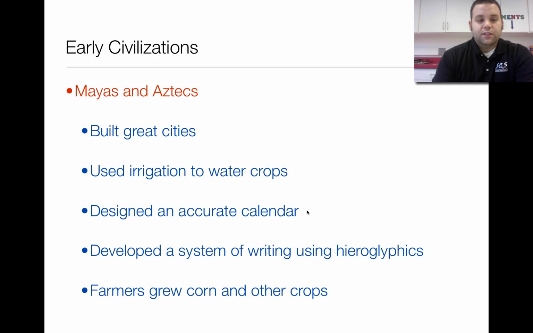They were able to design an accurate calendar based on the movement of the stars. And think about the Mayan calendar says that the Earth is going to change in December. So we'll see if that happens or not. They also developed a system of writing using hieroglyphics, which is a picture that represents a word or a phrase. Then also they were farmers, so they grew crops and also corn or maize. So these are the notes for the lesson, just some basic information.